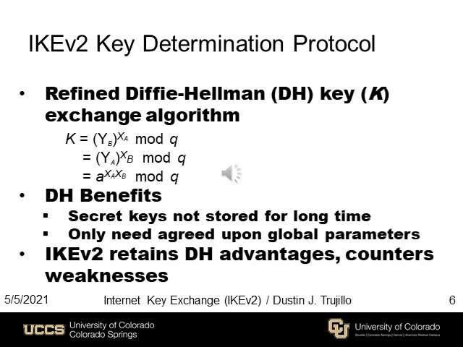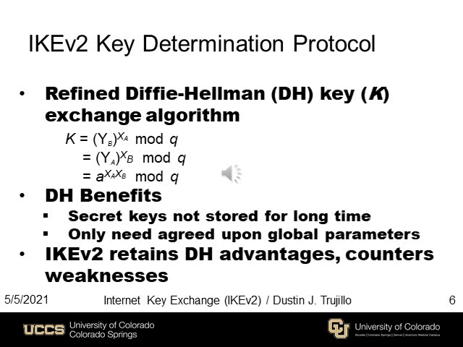A, or Alice, then selects a random integer, x sub a, as its private key and transmits to B, or Bob, its public key, which is y sub a. Similarly, B, or Bob, selects a random integer, x sub b, as its private key and transmits to A its public key y sub b. As such, both A and B, also known as Alice and Bob, can now compute the secret session key using the algorithm you see on this slide.